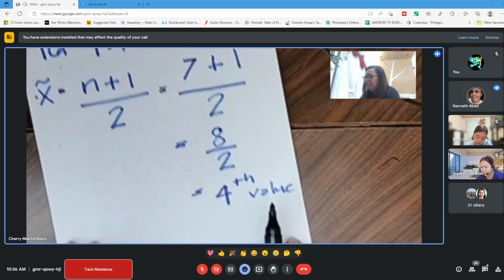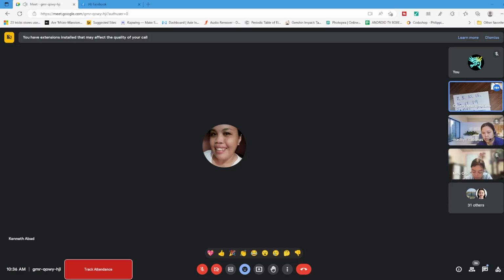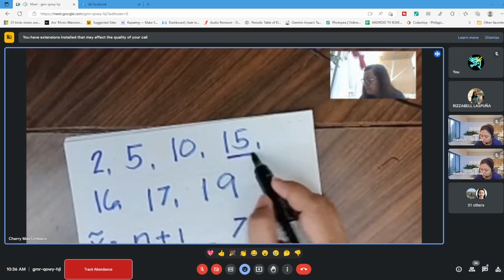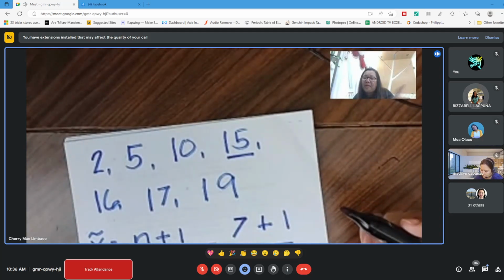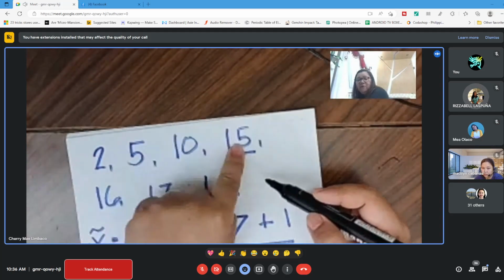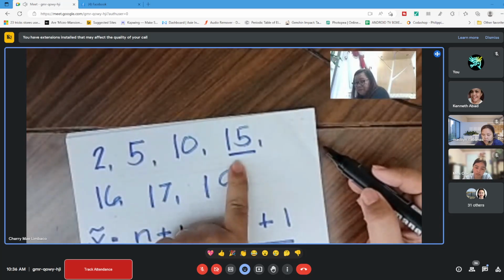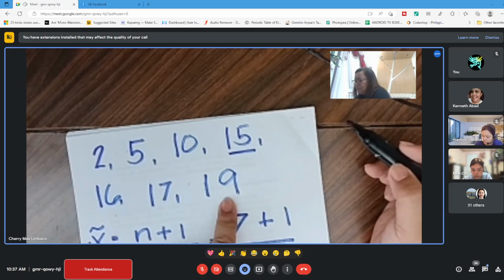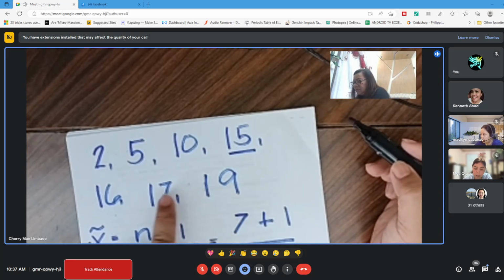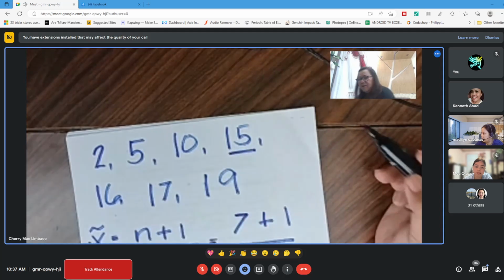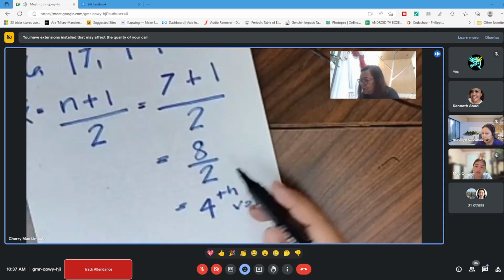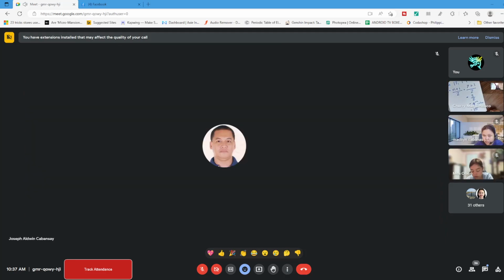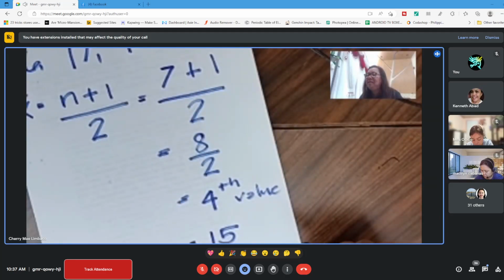So if we look at this, our fourth value is 15. If I start from the lowest, 1, 2, 3, 4, 15 is my fourth value. If I start with the highest number, my fourth value is also 15. So my median score is 15.